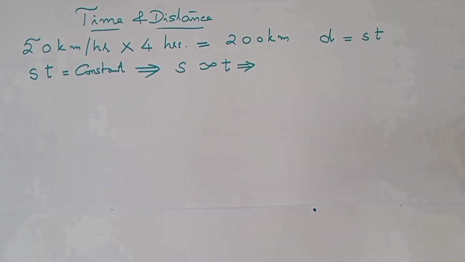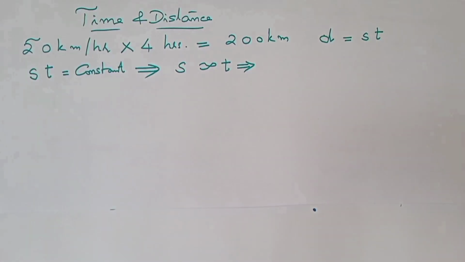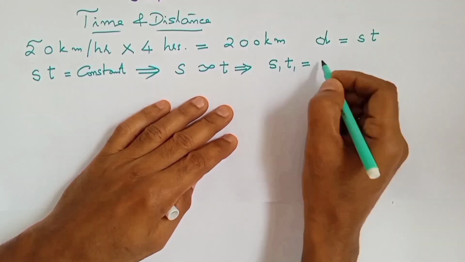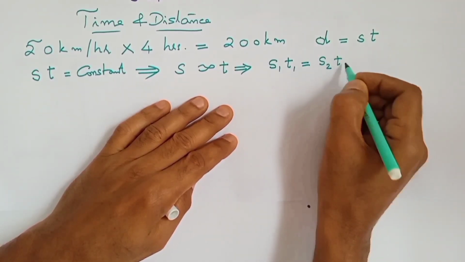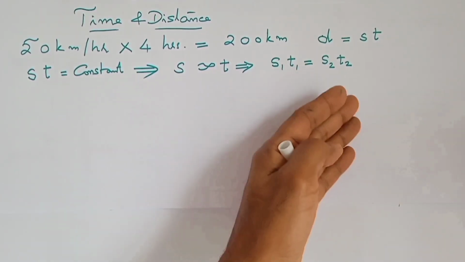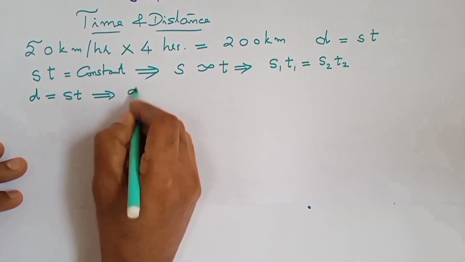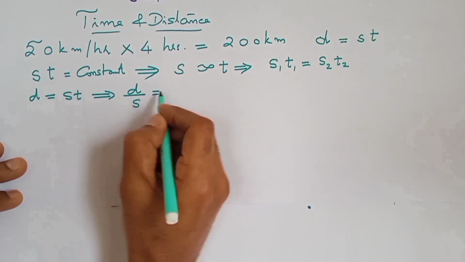Here, the distance is a constant factor because the distance from your home to college does not change. The only thing is that if you're riding your bike faster, the less the time you take to reach the college. That's a simple example to illustrate this point. Or rather, we can say if you take two sets of values, as you've seen in inverse proportionality, S1 T1 will be equal to S2 T2.